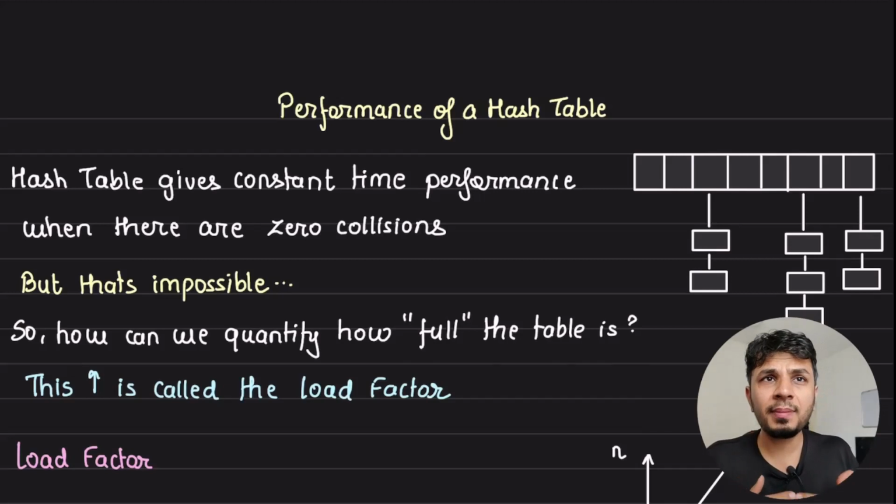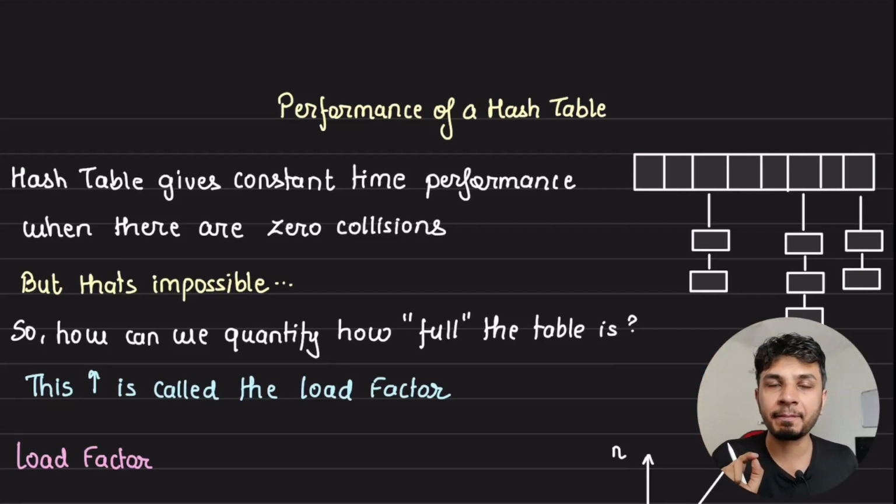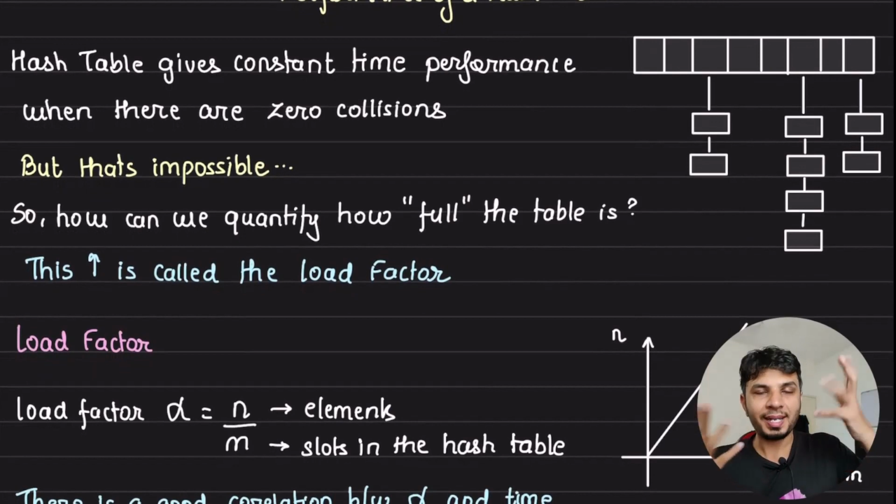So hash tables are amazing data structures and they give us constant time performance when there are 0 collisions. Internally, it is just an array where when we want to place a key in the hash table, we pass the key through the hash function, take the index, go to that index, and place our key there. Right? It gives us constant time performance when there are 0 collisions. But at scale, that's impossible.